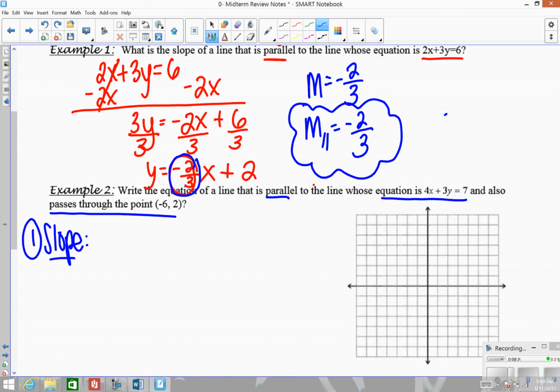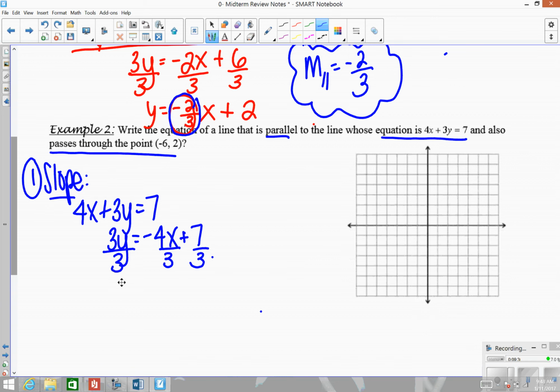So I look at this, it's 4x plus 3y equals 7. So let's get this into y equals form. So I'm subtracting the 4x. Divide both sides by 3, every single part. So I get y equals negative 4/3 x plus 7 over 3. I only care about the slope. You're never going to use this old y-intercept. That's really irrelevant, because if you use the same y-intercept and the same slope, you're going to have the exact same line. You want a parallel line that passes through that point. So here's my old slope.